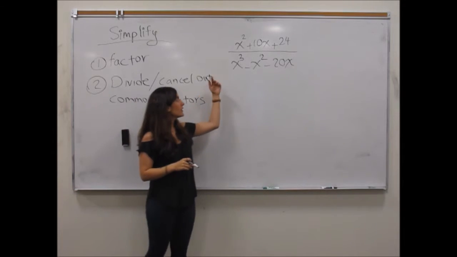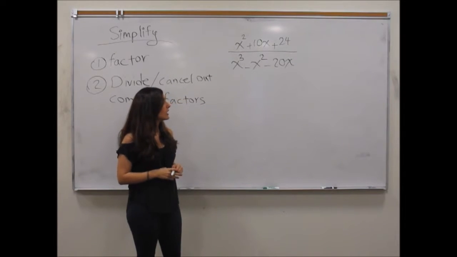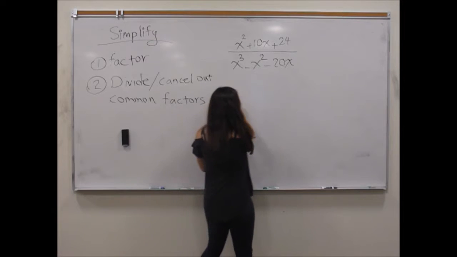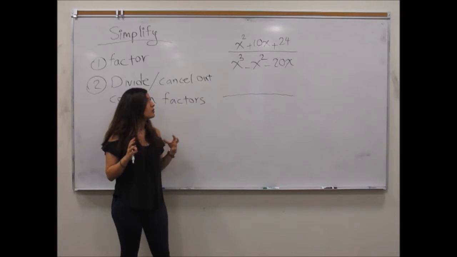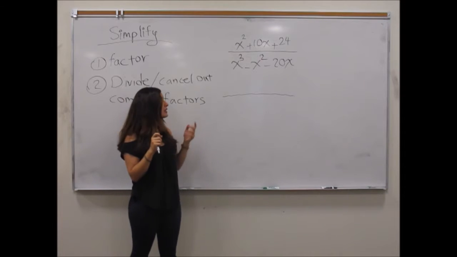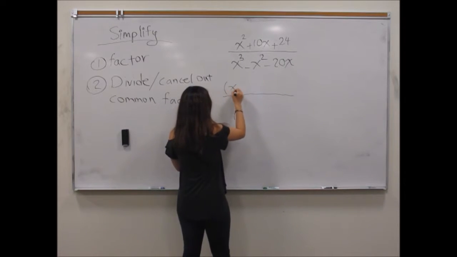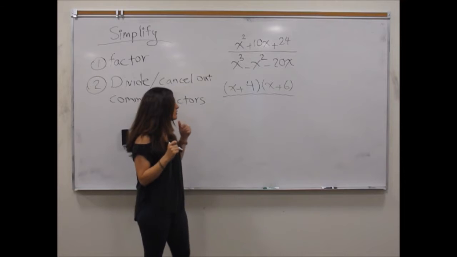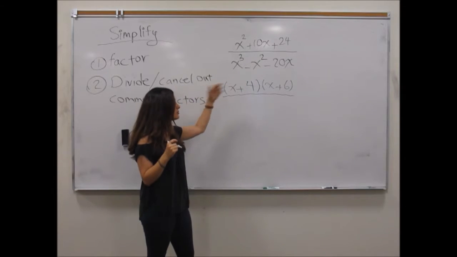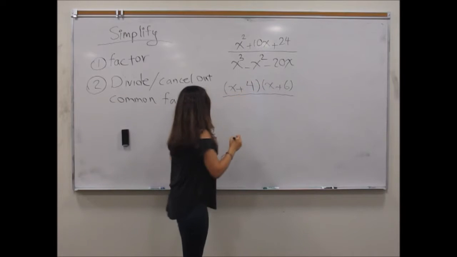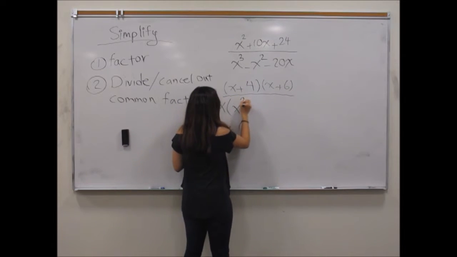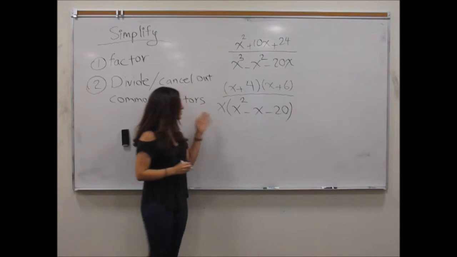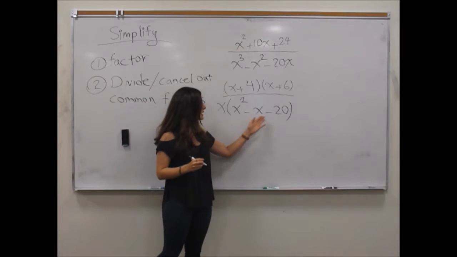Alright, so we have this example, x squared plus 10x plus 24 over x cubed minus x squared minus 20x. So for the numerator, two numbers that when we multiply them, we get 24, and when we add them, we get 10. It looks like x plus 4 and x plus 6. And for the denominator, the first thing that we're going to do is to factor out 1x, because I have 1x in all of them. So if I factor out an x, I get x squared for the first term. For the second one, I get an x and a negative 20. So for the denominator, I have x times x squared minus x minus 20.